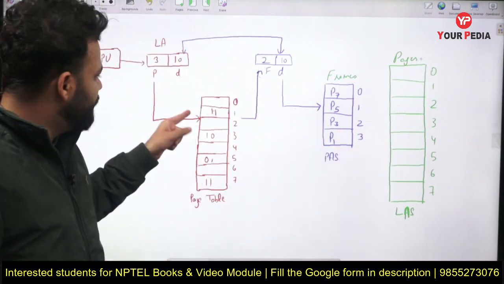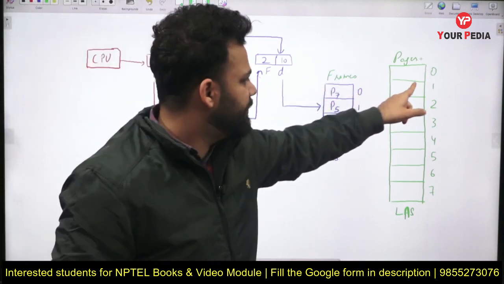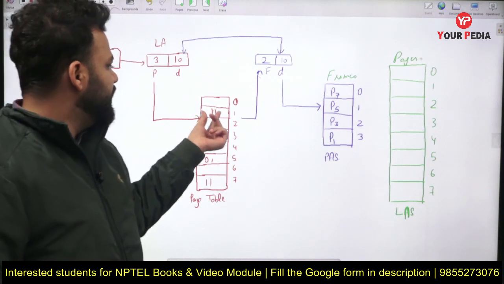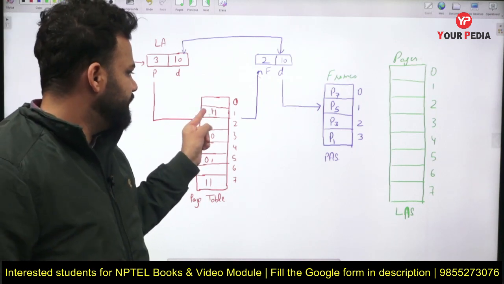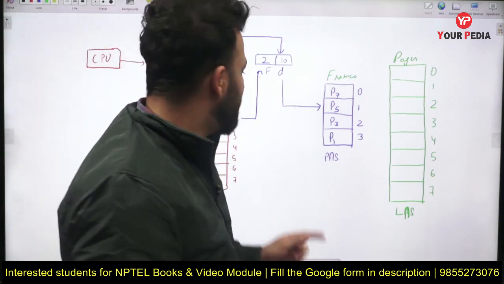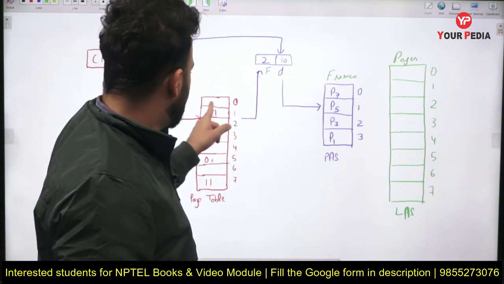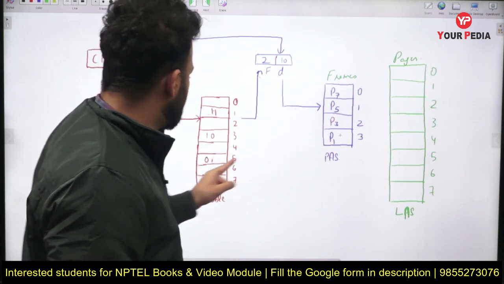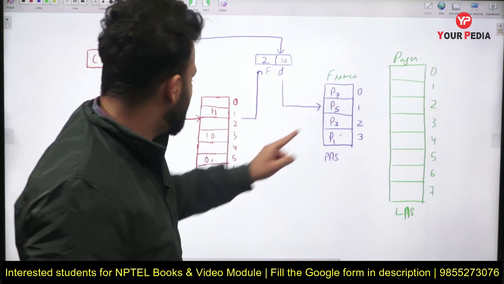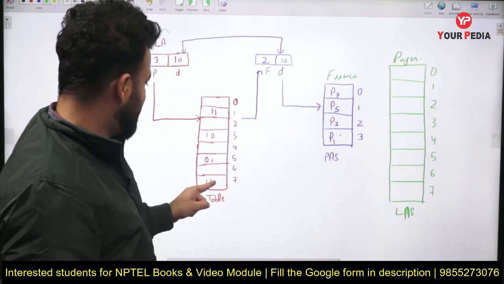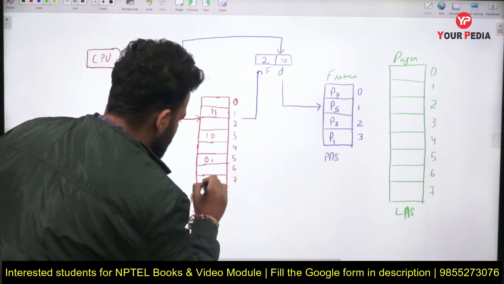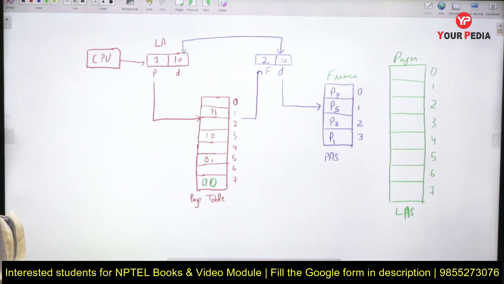Let's say that we have stored page number 1. The page number 1 of the process is stored in the frame number which is represented by bits 1 1. Now 1 1 represents 3. So page number 1 will be present in 3. Page number 3 is present in 2. Page number 5 is present in 1, and page number 7 is present in 0. So this is how paging works.